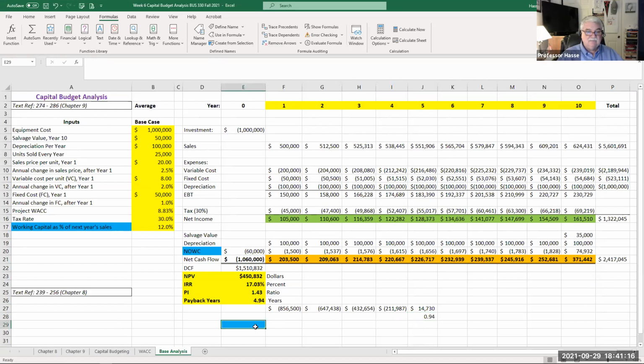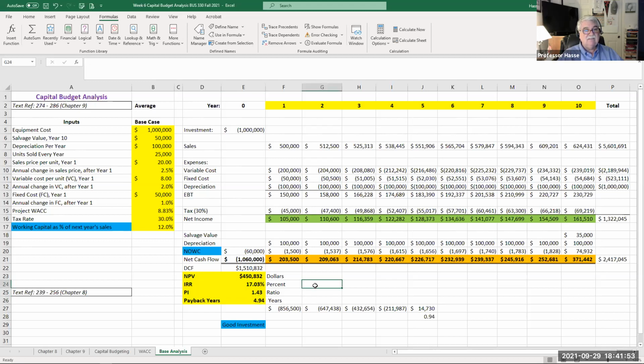The bottom line is, this is a good investment. We're making money. We're generating almost $500,000 in money value as of today's dollars, far exceeding our cost of capital. Our cost of capital is 8.83%. We're returning 17%, almost doubling. Our ratio is positive, and we're paying it back in less than half the time. This looks like it could be a good deal.